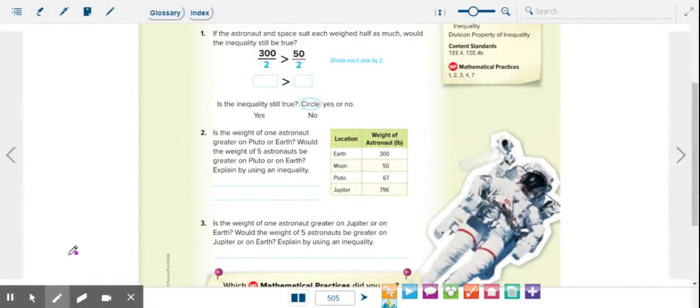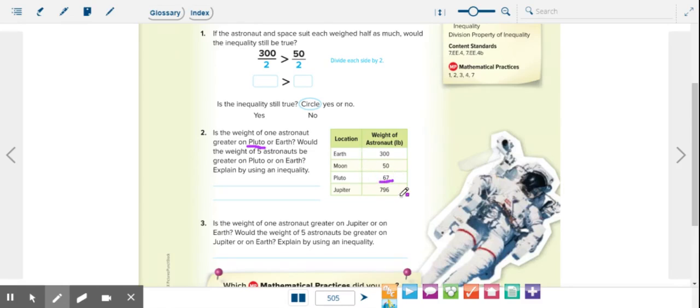Number 2. Is the weight of one astronaut greater on Pluto or Earth? Would the weight of 5 astronauts be greater on Pluto or on Earth? Explain by using an inequality. So let's take a look at the first question. Is the weight of one astronaut greater on Pluto or on Earth? So let's figure out the weight of an astronaut on Pluto. We can look at the table on the right.